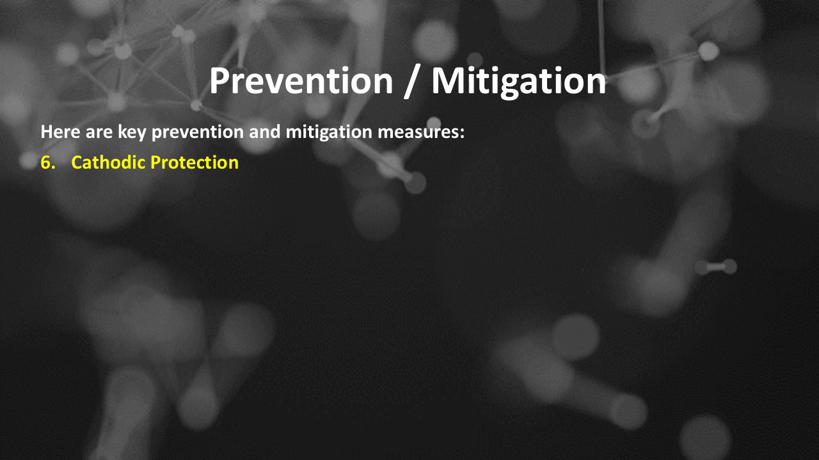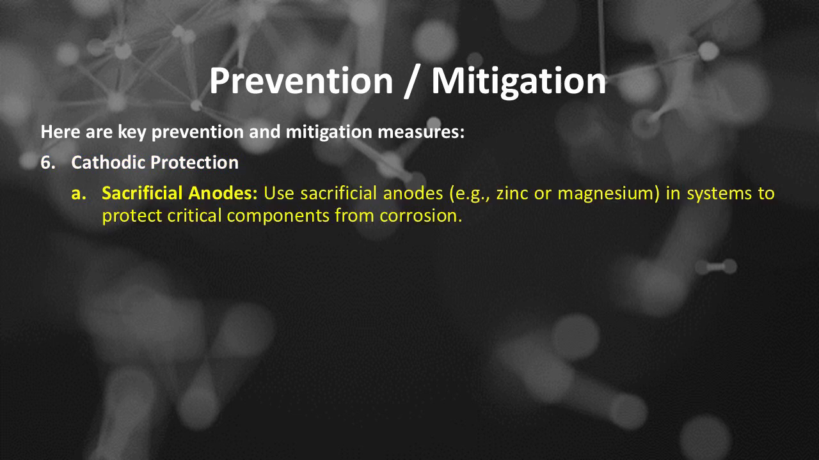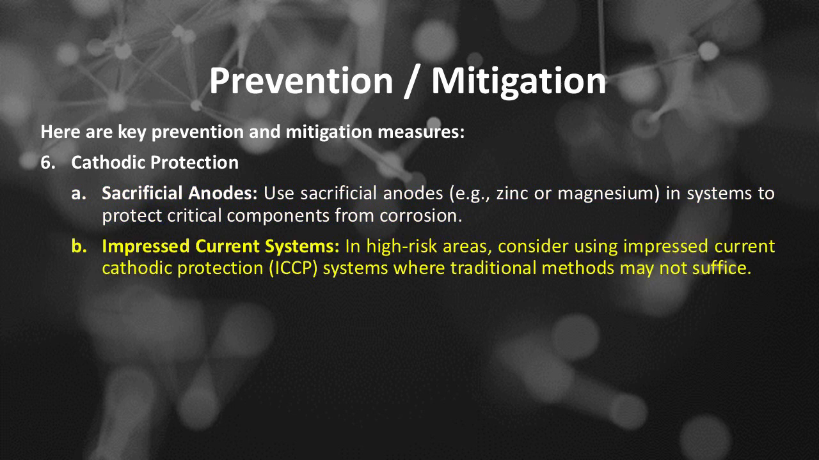Number 6 of the key prevention and mitigation measures is cathodic protection. Number A of the cathodic protection is sacrificial anodes. Use sacrificial anodes, such as zinc or magnesium, in systems to protect critical components from corrosion. Number B of the cathodic protection is impressed current systems. In high-risk areas, consider using impressed current cathodic protection, ICCP, systems where traditional methods may not suffice.